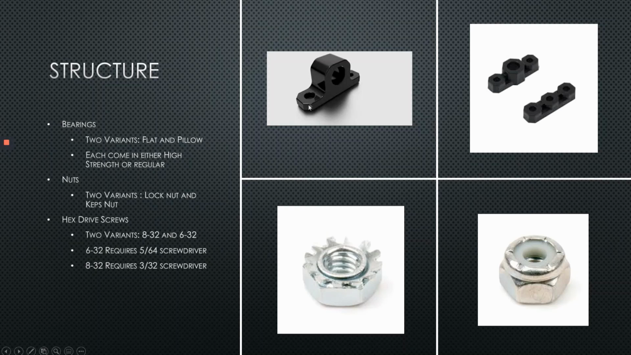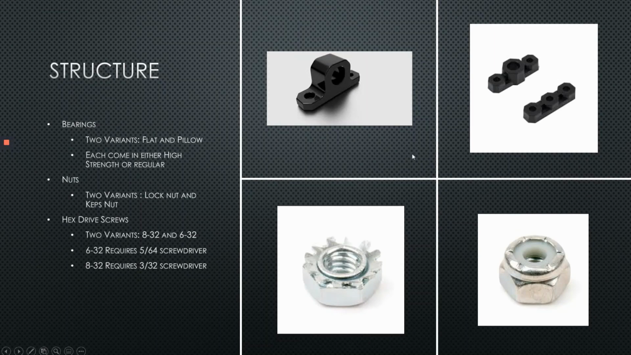But with the pillow bearing, as you can see, it has this sort of hump. It doesn't have the hole going down like the flat bearing does. It has it going across. So you screw the bearing into the structural component like a C channel, but instead of going through the C channel, it would go across it. It wouldn't intersect into it.